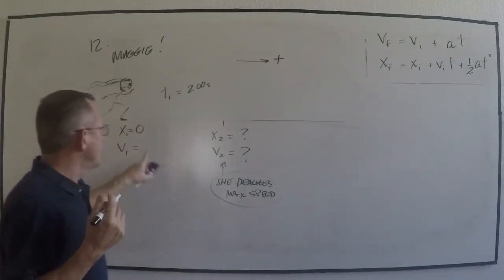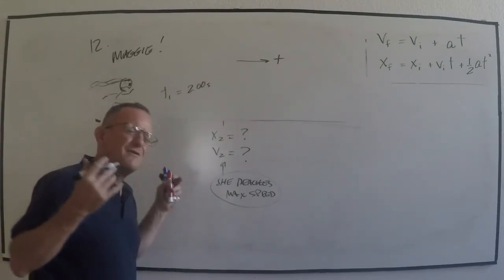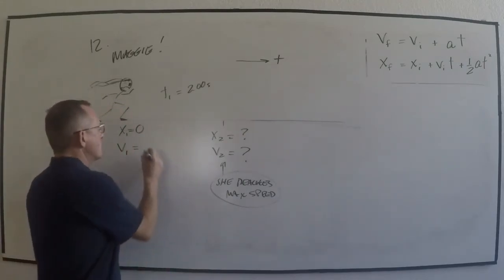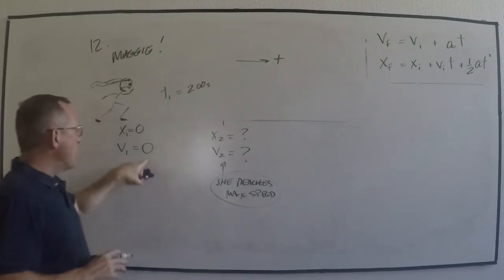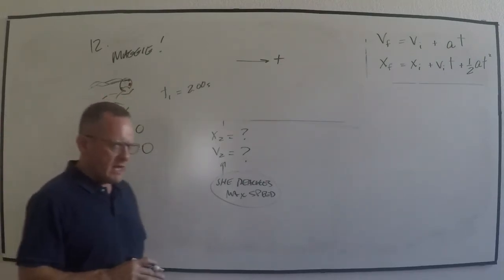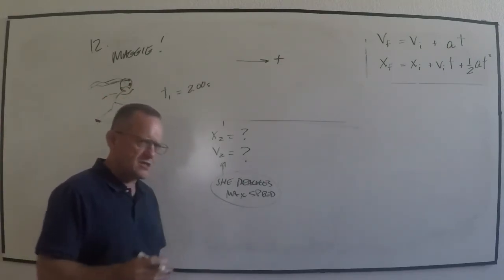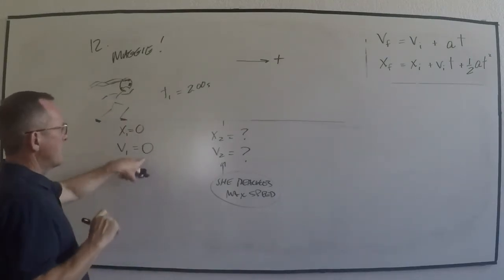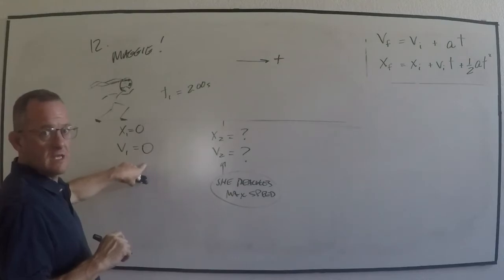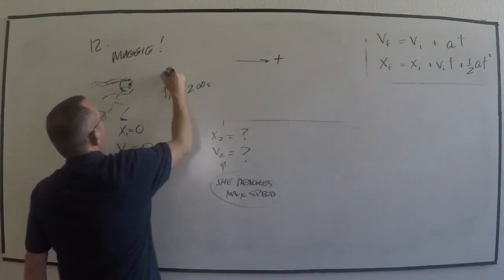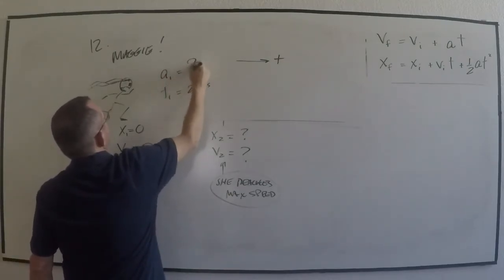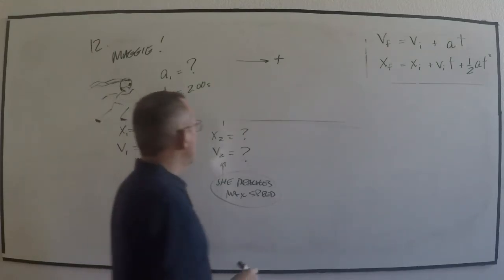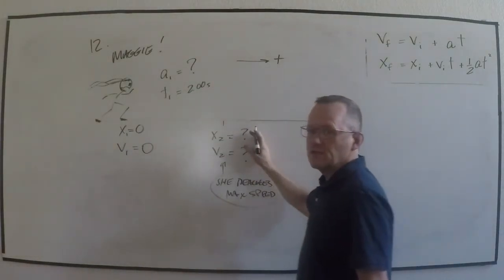So they don't tell you this explicitly, but what are you expected to be able to pick up on? She'd better be going 0 at the start of the race, right? Otherwise, boom, she's disqualified. There's no world record for her. Start of the race. Okay, she's sitting there, 0. What goes here? We don't know her acceleration. This is where she reaches maximum speed.